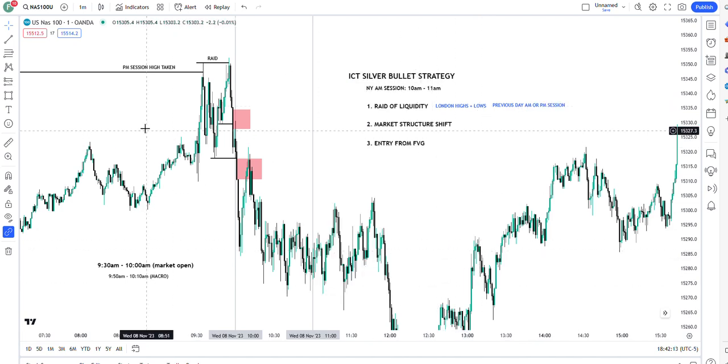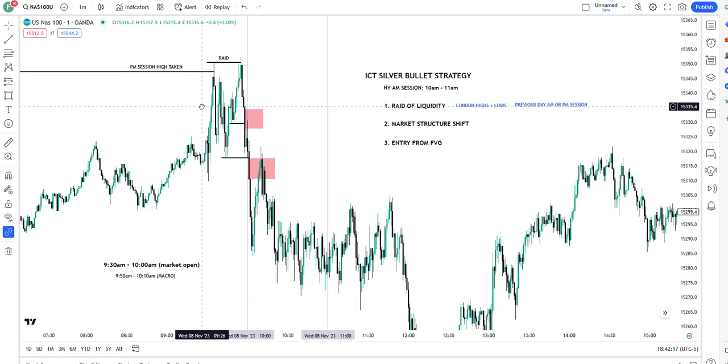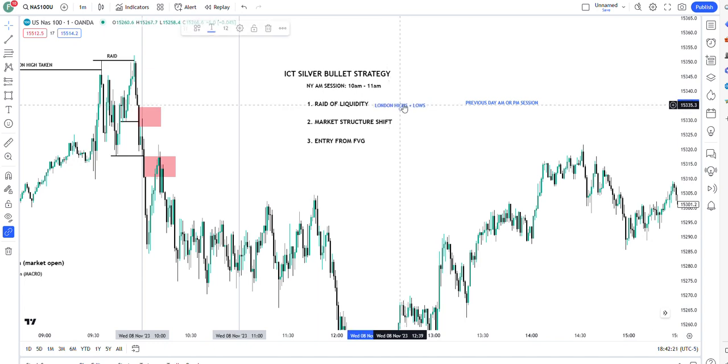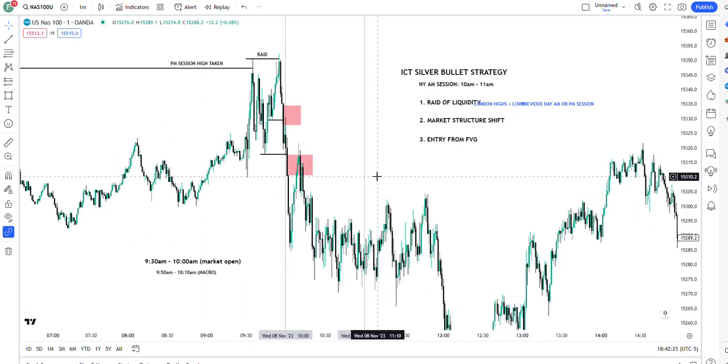so if you take out previous day, AM or PM session, highs and lows. So that's what's happened here. We've taken out the PM session high, and then we've had a reaction off that. And then we've taken out the internal high, and we've had a reaction off that. So in terms of raids on liquidity, you're looking for those two things in New York session. You're not just looking for any raid on liquidity.